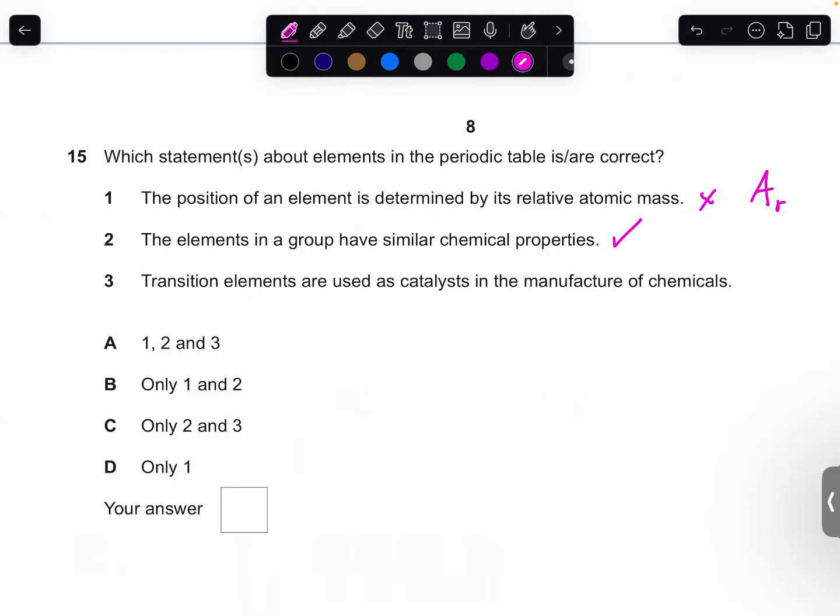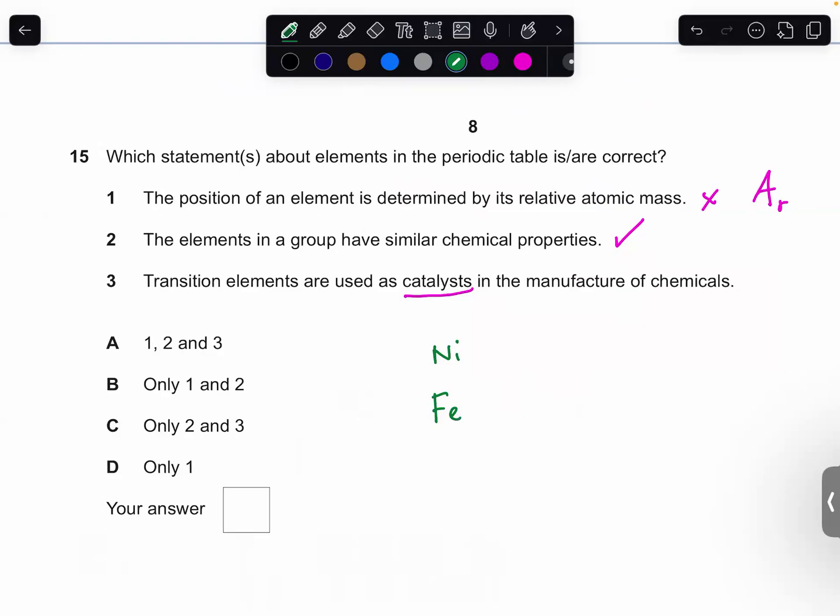Transition elements are used as catalysts in the manufacture of chemicals. Yes, they are. You've got nickel in the hydrogenation of an alkene, and iron in the Haber process. Which other ones have you got? There's manganese 4 oxide. There's a few others. I think there's vanadium as well in various processes. But yes, this is correct as well. So 2 and 3 only.